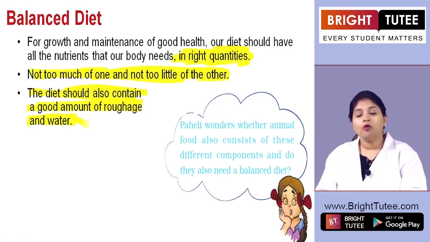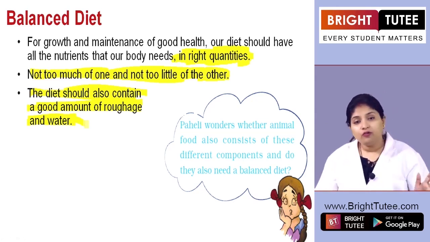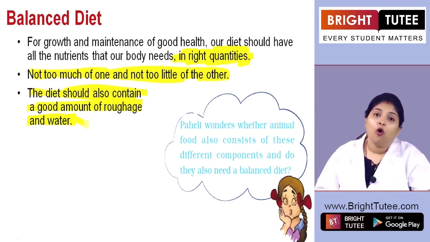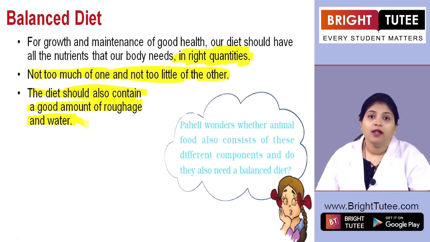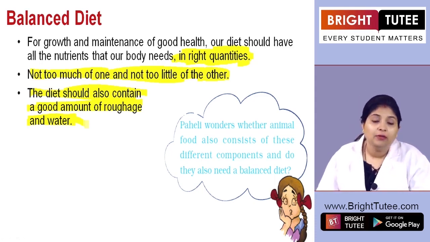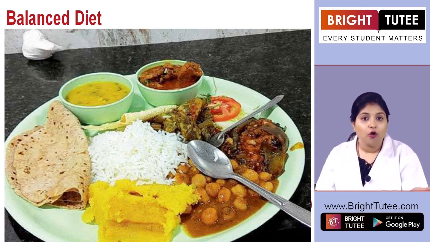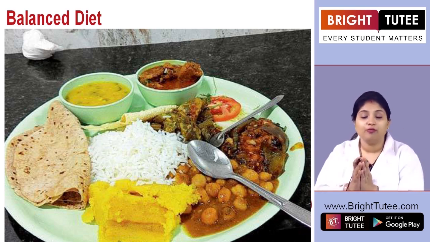Now, when we are talking about balanced diet, there definitely must be some questions in your mind. The first question would be: do all people eat the same kind of diet? Do all age groups require the same kind of diet? No, we know that growing children need more protein. Like yourself, right? You are growing tall, you are growing stronger. So what is it that you need? You need a good amount of protein.